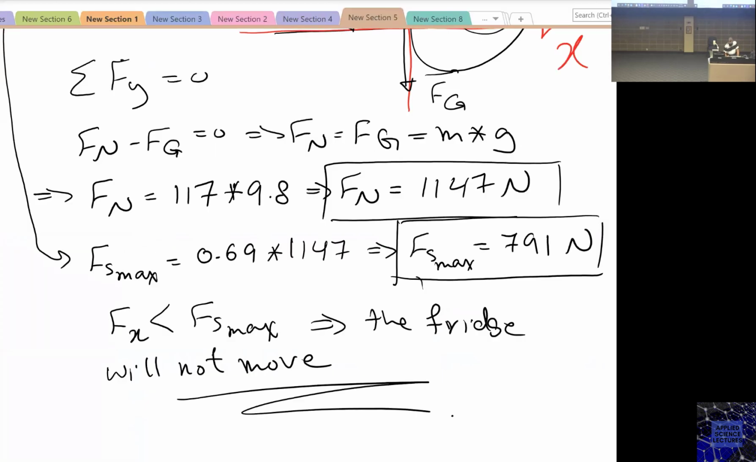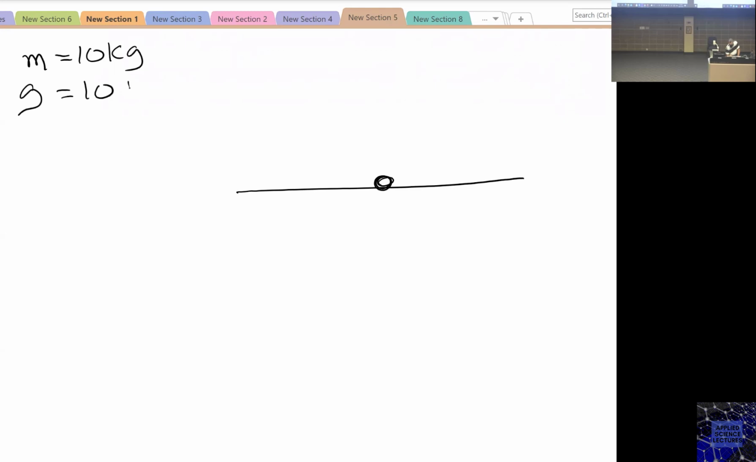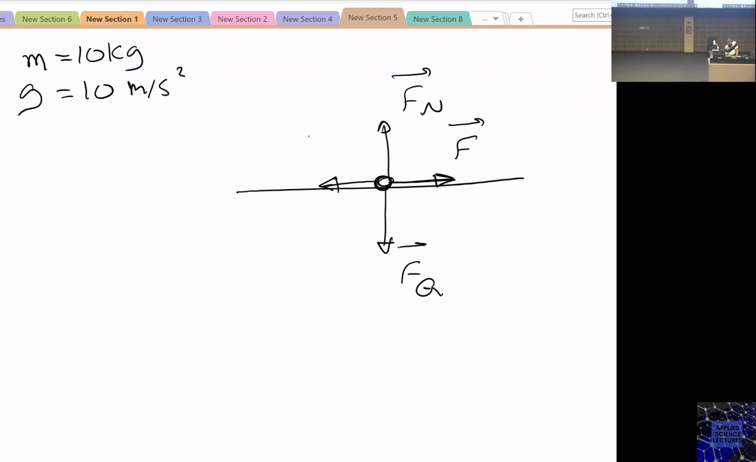So let me draw this. So here I have this box, mass of 10 kilograms. g, for simplicity, we're taking as 10 meters per second squared. Gravitational force, normal force, right? And then we have 7 Newton applied. We need to calculate the friction force, the static friction force.